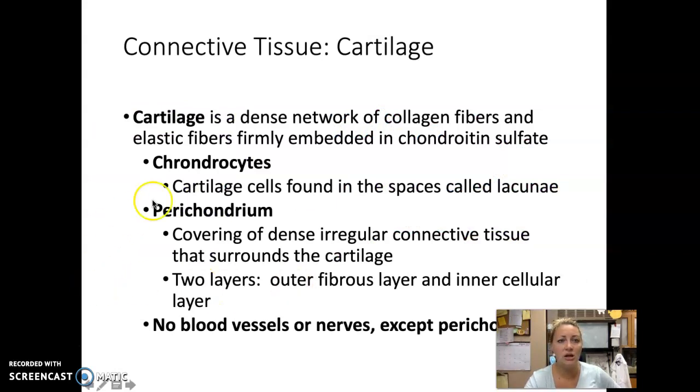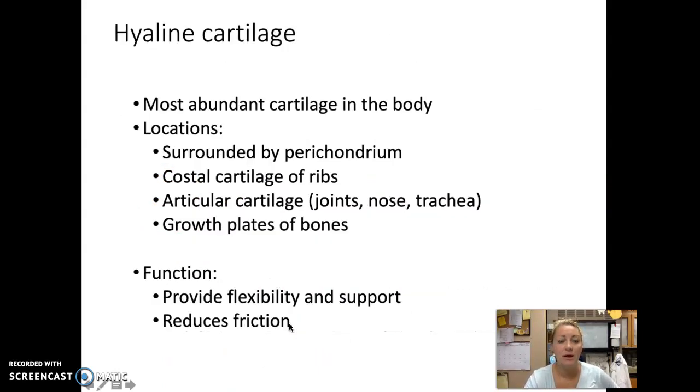For cartilage, chondrocytes are the little cells within there. Pericardium goes around, peri like perimeter, not a lot of blood vessels or nerves in here. Hyaline cartilage is the one that's found most around the body, provides flexibility, support. This is like what's between your bones, at the growth plates, at your articular cartilage, at your nose, right? This is hyaline cartilage, your trachea.